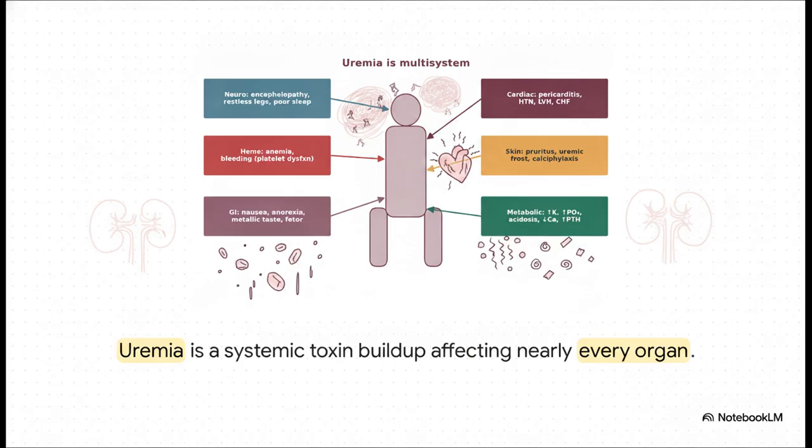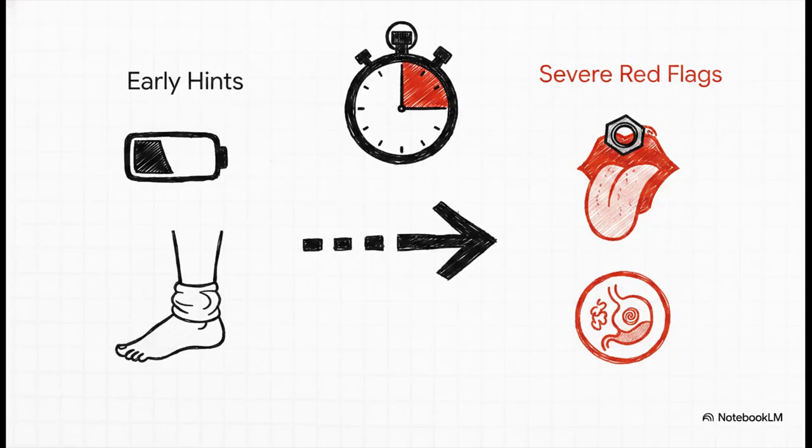It affects the brain, causing encephalopathy and restless legs. It hits the heart, leading to pericarditis. It affects the skin with intense pruritus or even calciphylaxis. And it completely messes with the blood, causing platelet dysfunction and bleeding. So, taking this back to Mr.